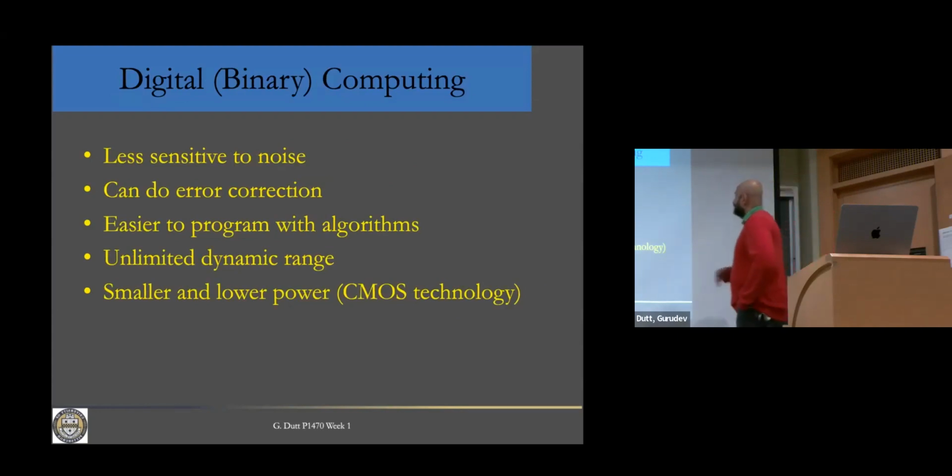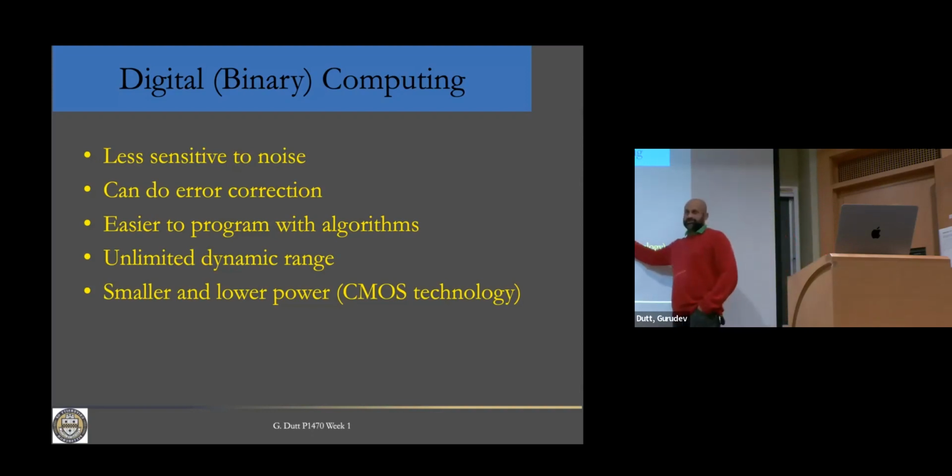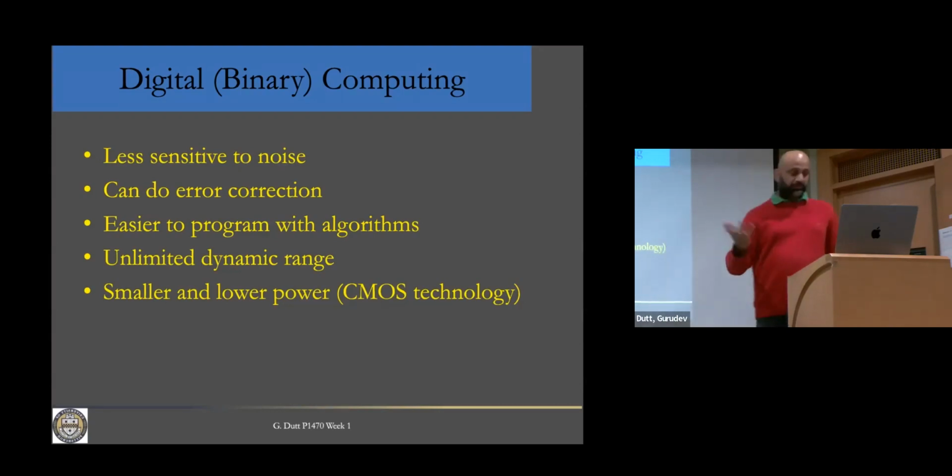So digital or binary computing is less sensitive to that noise. You can easily do error correction, which we'll talk about in this class a little bit. And it's easier, of course. By now, we know how easy this is to program with algorithms. And it has unlimited dynamic range. Just add one more bit, and you've got an extra factor of 2 in all the numbers that you can represent, as we'll see in a minute. And of course, this couldn't have been known back then when they started working with this. But by now, we know that by using CMOS technology, we can miniaturize things extremely small. We've talked about Moore's law, and it can be done at low power, so we're not burning up a lot of watts in the computation.